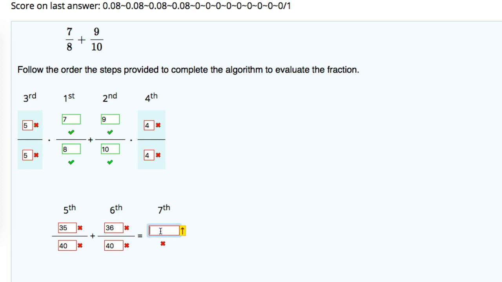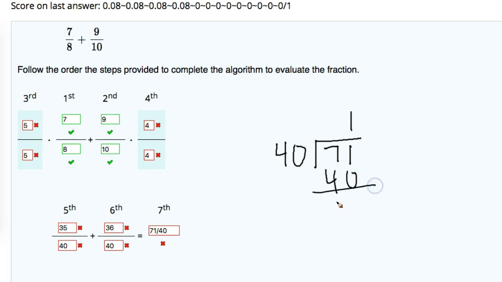So now, before you put your final answer and add these two numbers, which would give you 71 over 40, you need to be very careful. You want to make sure that your answer is written as a mixed number. Please note that it will be marked wrong if it is an improper fraction. So here, what I'm going to do first is 71 divided by 40. At this point, I'm going to divide and say that it goes in once, which leaves me with a remainder of 31. So that leaves me with 1 and 31/40. So that's what I'm going to write as my answer.